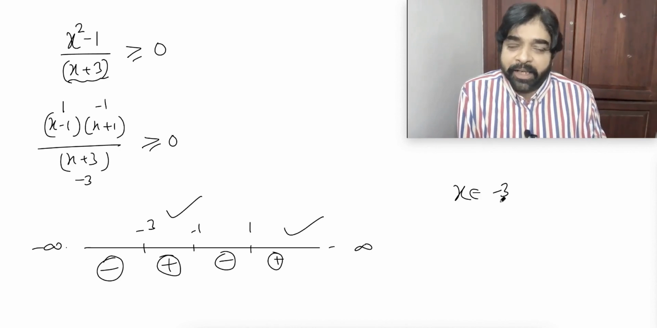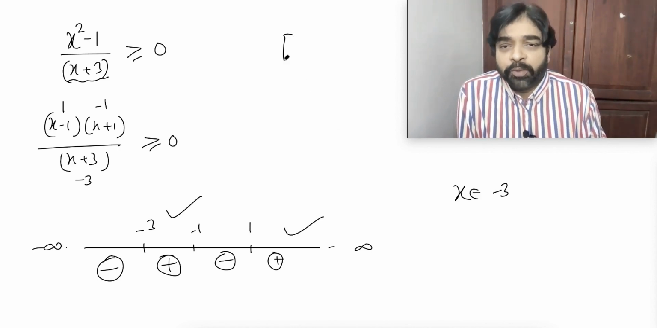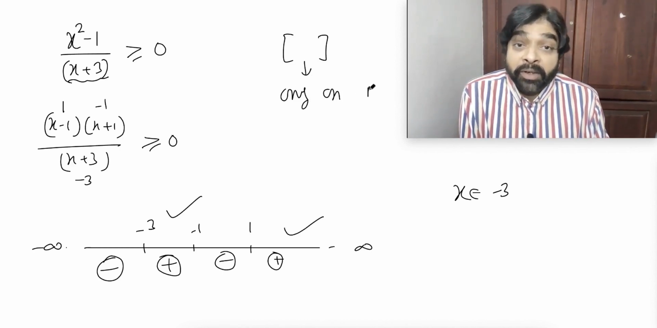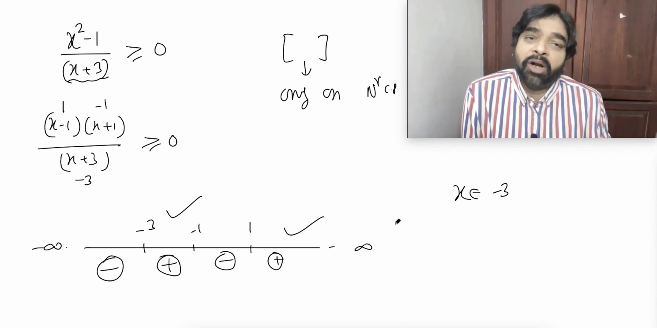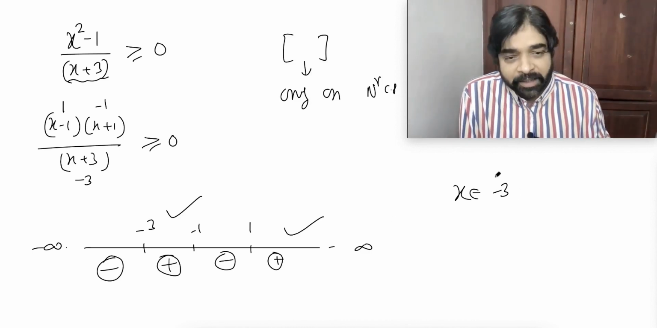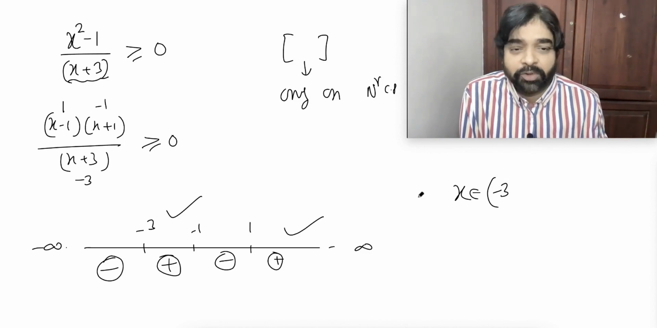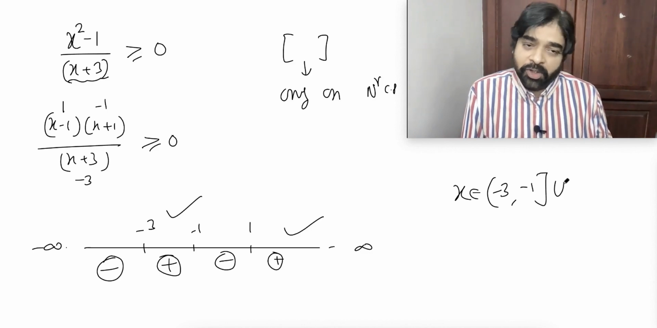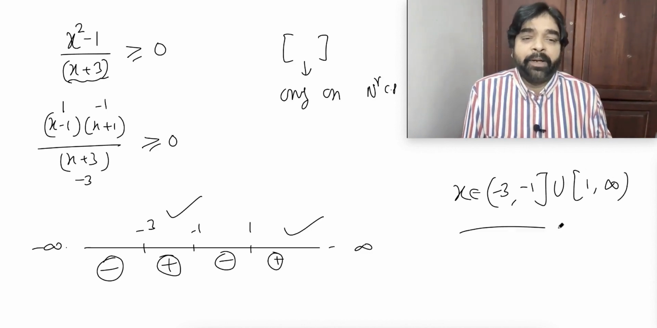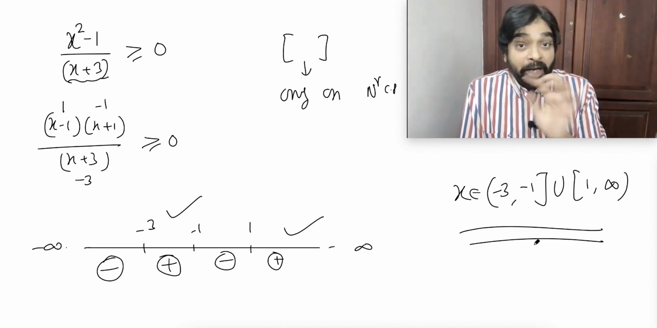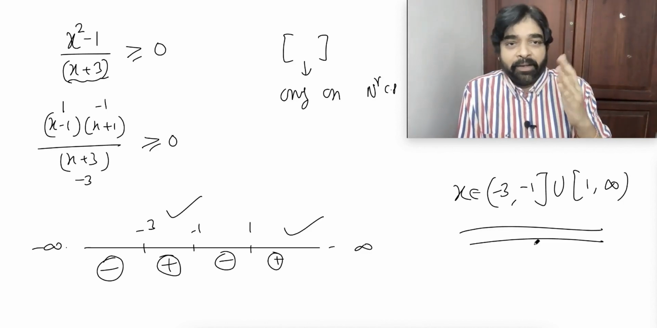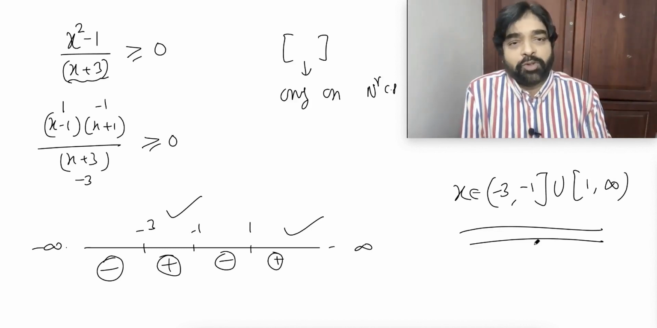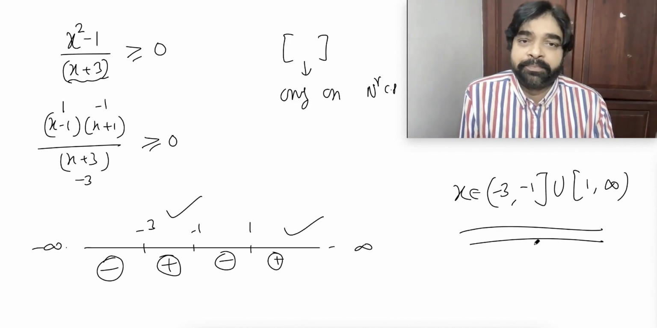minus 3. Now listen, here is a slight change. What I told you, this closed bracket will be used only on the numerator's critical points, not on the denominator's critical points. So minus 3 will be open. Although it's greater than or equal to 0, minus 3 will be open. So minus 3 to minus 1 closed, union 1 to infinity open. Till now, plus and minus infinity we always kept open. One more thing is added: the denominator's critical point will also always be open. It will never be closed.